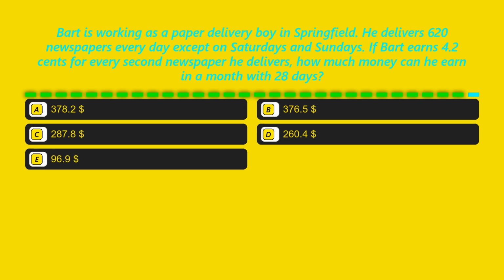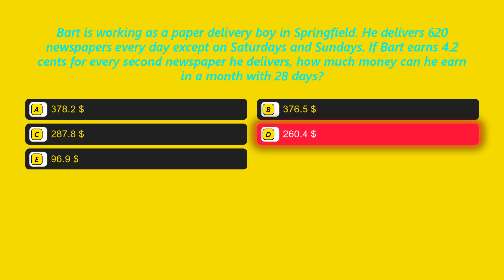Question 8. Bart is working as a paper delivery boy in Springfield. He delivers 620 newspapers every day except on Saturdays and Sundays. If Bart earns 4.2 cents for every second newspaper he delivers, how much money can he earn in a month with 28 days? Option A, $378.20. Option B, $376.50. Option C, $287.80. Option D, $260.40. Option E, $96.90.